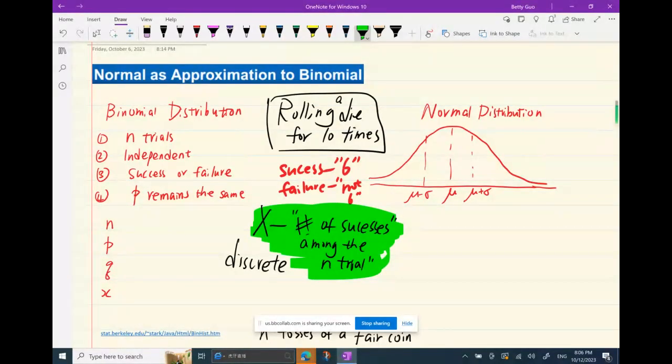All right? In our case, x represents the number of 6s we got among the 10 trials. All the possible values for x include 0, 1, 2, 3, 4, 5, 6, 7, 8, 9, 10, 11 values. Again, binomial distribution is discrete. The number of values that the variable can assume is a finite number.